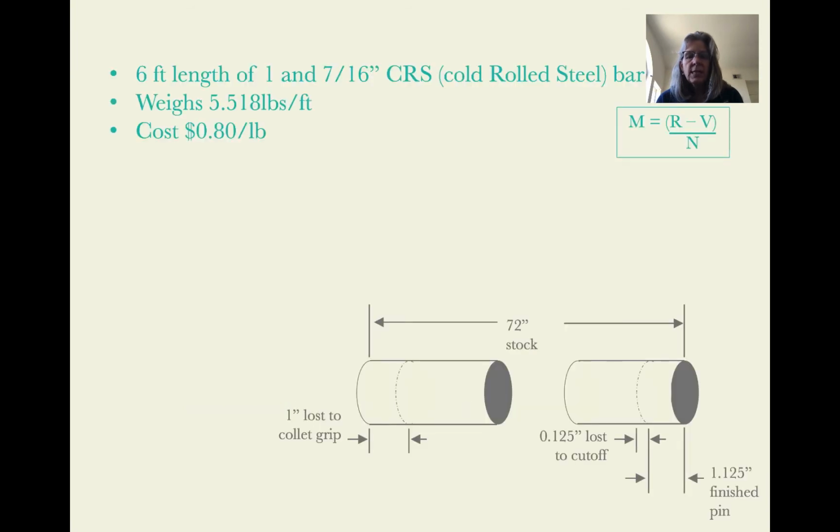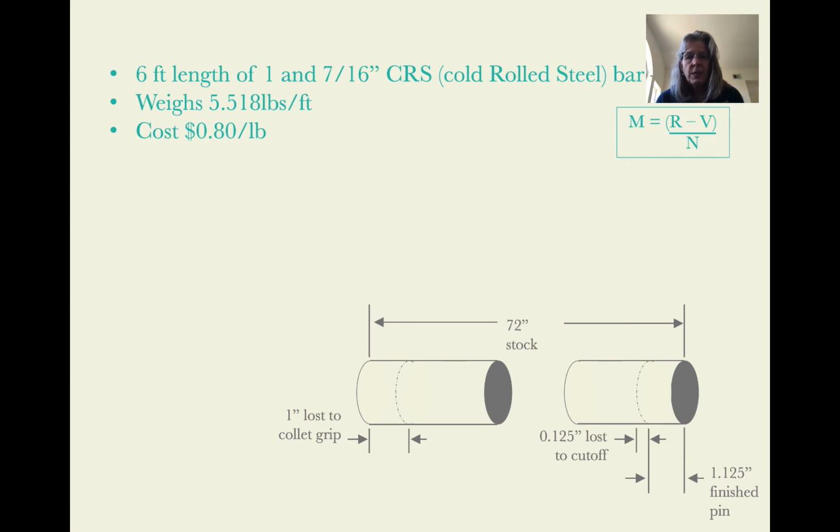going to be looking at this particular problem where we have a 6-foot length of 1 1/8 inch cold rolled steel bar stock. So that's going to define the batch that we're going to be producing. How many units are we getting out of this 6-foot length? And it weighs 5.51 pounds per foot, and it costs 80 cents per pound. And you can see the dimensions.